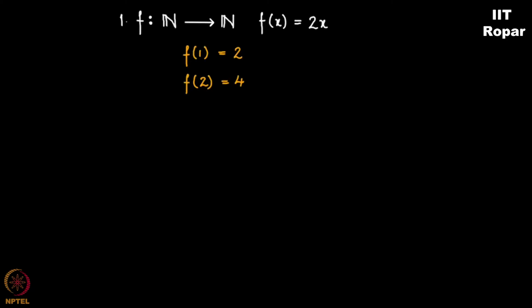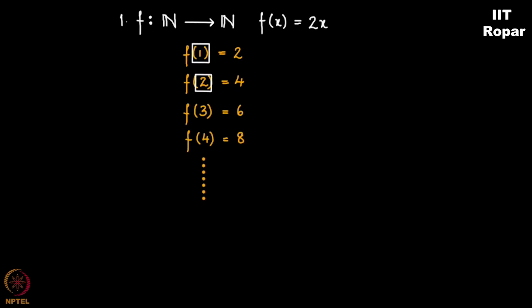Here are some examples of 1, 1 functions. Consider this function f from the set of all natural numbers to the set of all natural numbers defined as f of x is equal to 2x. 1 goes to 2, 2 is mapped to 4, 3 goes to 6, 4 goes to 8 and so on. There is no other number x belonging to the natural numbers which is mapped to 2. Only 1 is mapped to 2. Similarly, only 2 is mapped to 4.